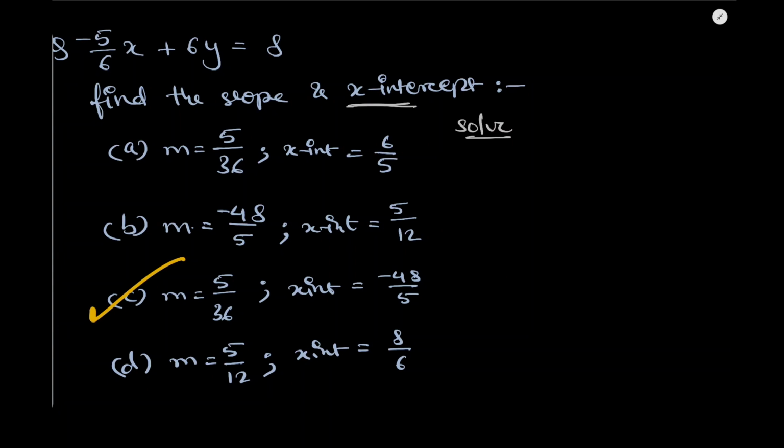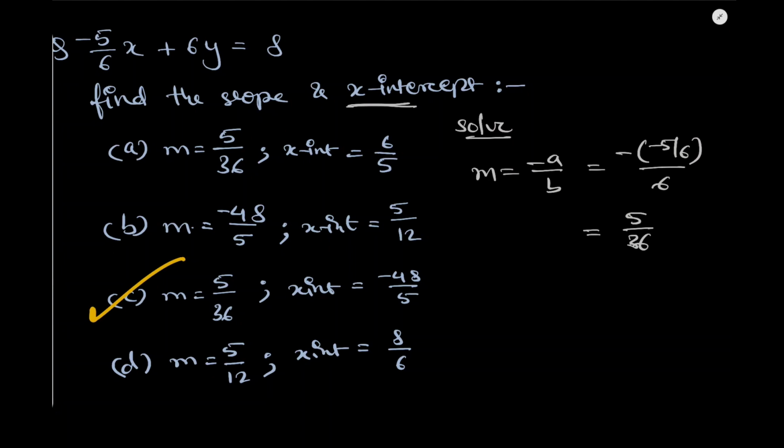Okay, so we have got the equation and we have been asked to find the slope and the x-intercept. I don't remember the formula for the x-intercept, but I know the y-intercept, and I know the slope. Slope is minus a by b. So of course I can find the slope quickly: m is equal to minus a by b, which is minus of minus 5 by 6 by 6, so it will be 5 by 36. We have got the m.